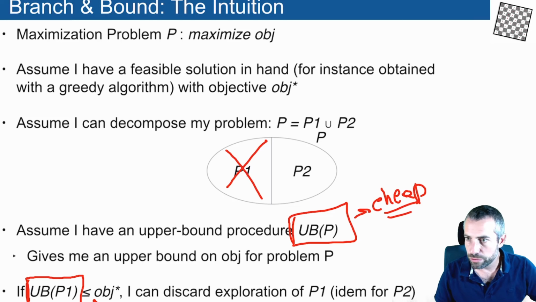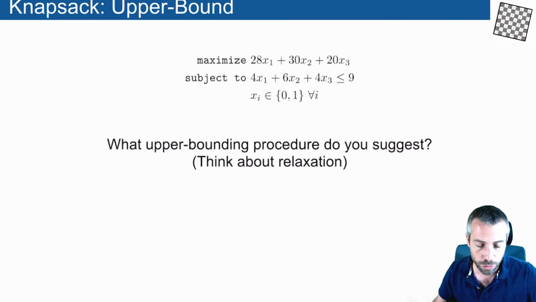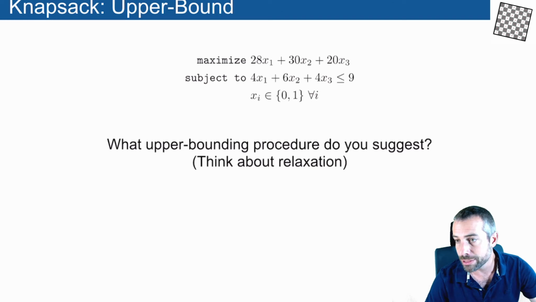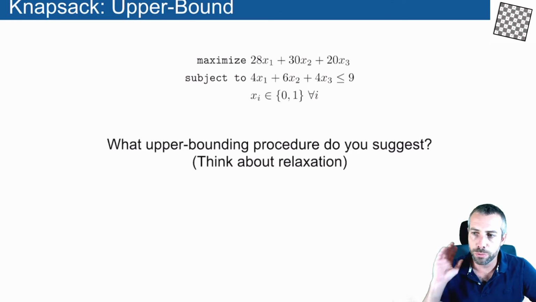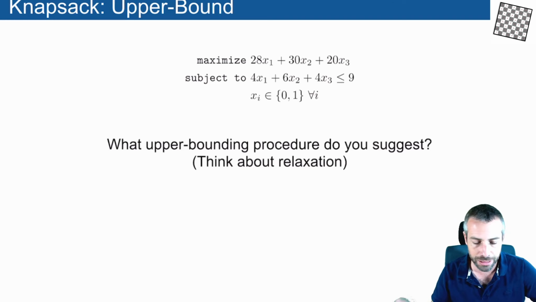Let's start with the previous slide. So we had this very cheap upper bounding procedure that we need in order to discard some region of the search space that we don't want to explore. And of course, one easy way to find an upper bound is to relax the problem. Relaxing the problem means that we can remove some of the constraints, and by removing some constraints, maybe the problem becomes easier.